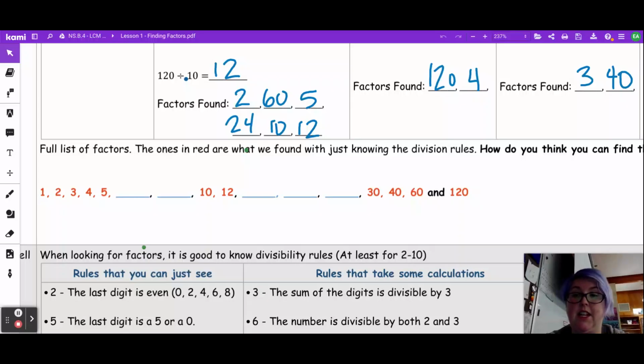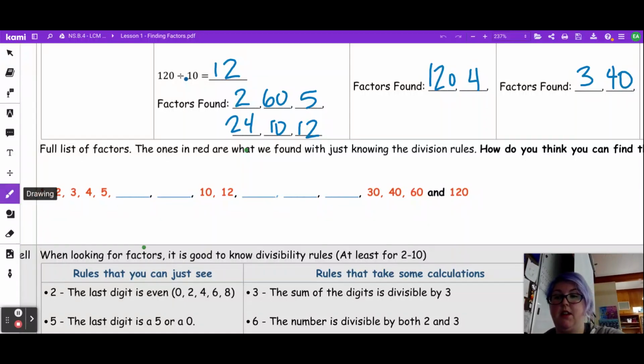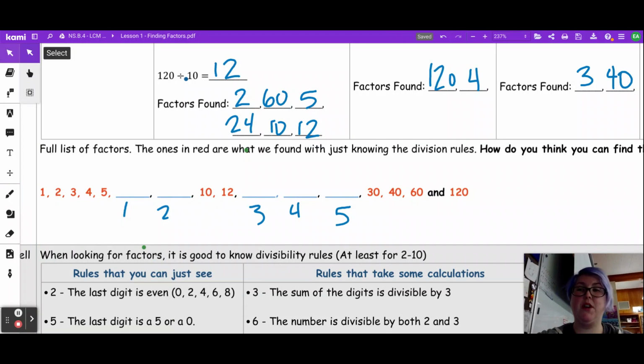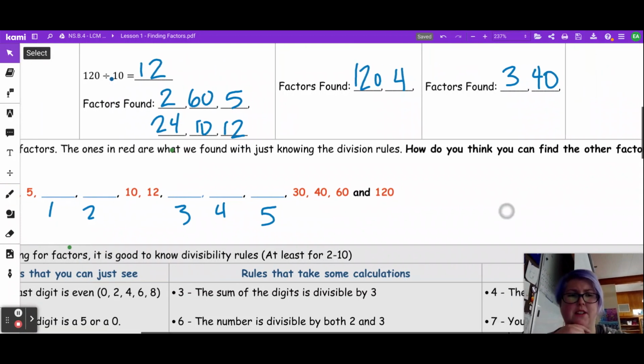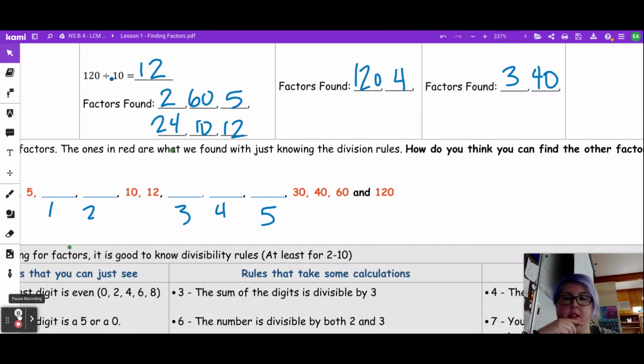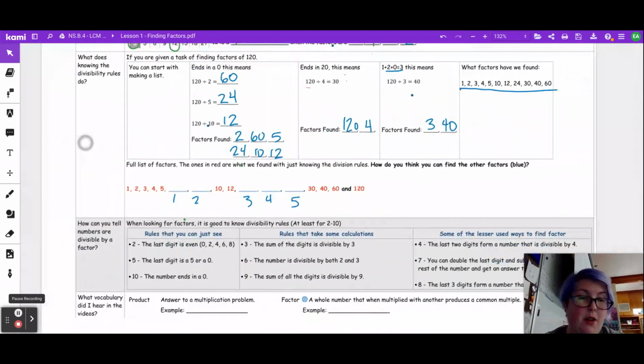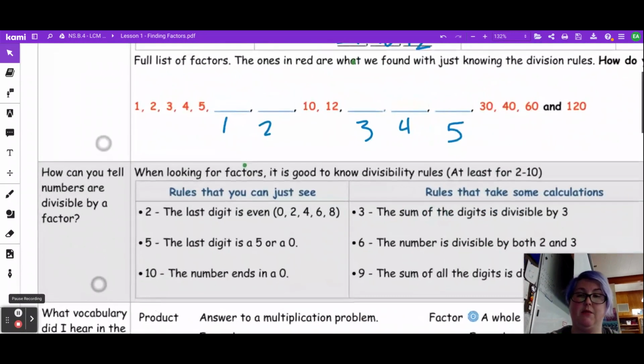Now, lastly, here is a full list of the factors. You will notice we are missing 5 of the factors of 120. So the question before you is, how do you think you can find those missing 5 factors? It is your job to figure them out, so please pause your video. I am not going to go over those. Please bring the paper up to me and you will get a reward.